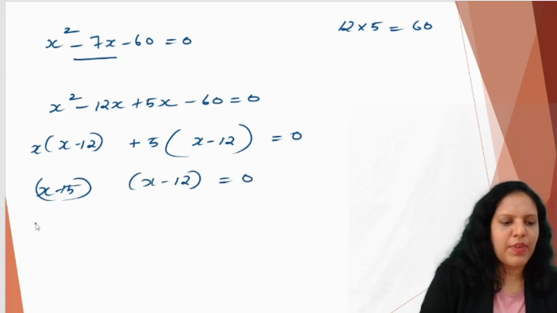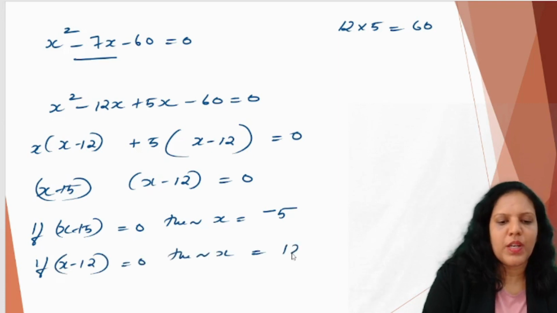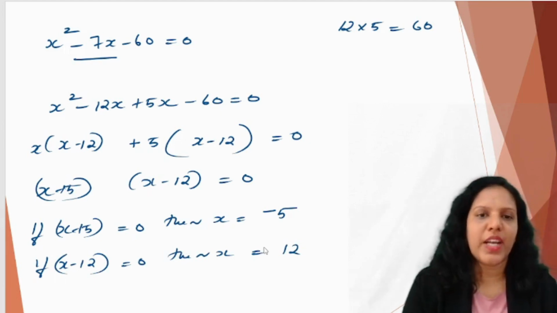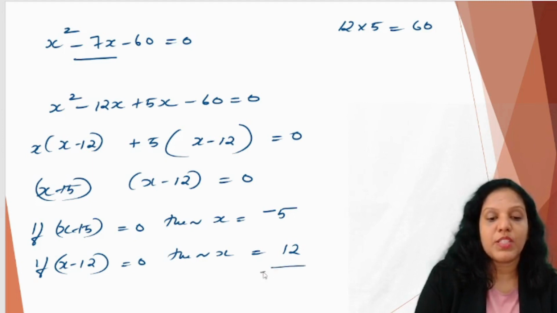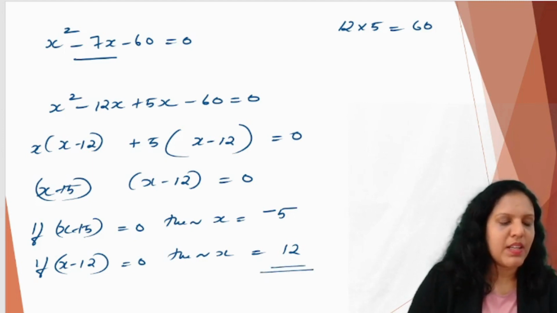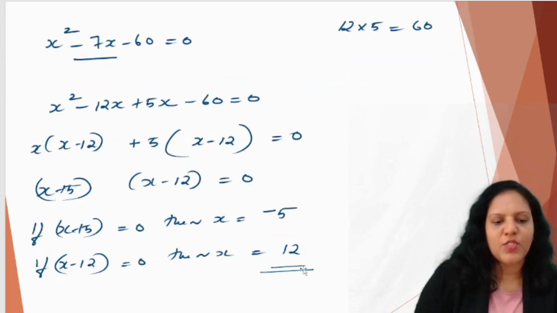So if x plus 5 equals 0, then x will be minus 5. If x minus 12 equals 0, then x will be 12. Here it is a side of the triangle, so it can never be minus 5. So the side will be 12. The base, we have considered x as the base, so the base will be 12.